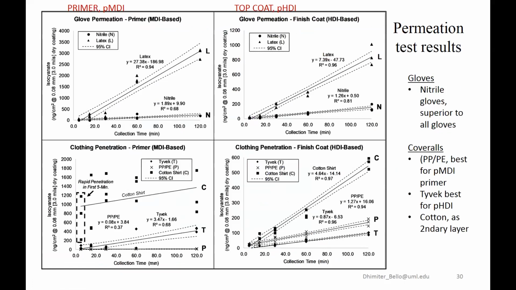This is a busy slide, but I will try to walk us through it. So what we have here is 4 panels. The left panels, top and bottom, relate to the primer, zinc primer of polymeric MDI. The right panels, top and bottom, relate to the top coat, which is a polymeric HDI product. The top panels, left and right, relate to gloves. L stands for latex and N stands for nitrile. The bottom ones are for the coveralls. C is the cotton fabric coverall or shirt, T is Tyvek, and P is the polypropylene or polyethylene.